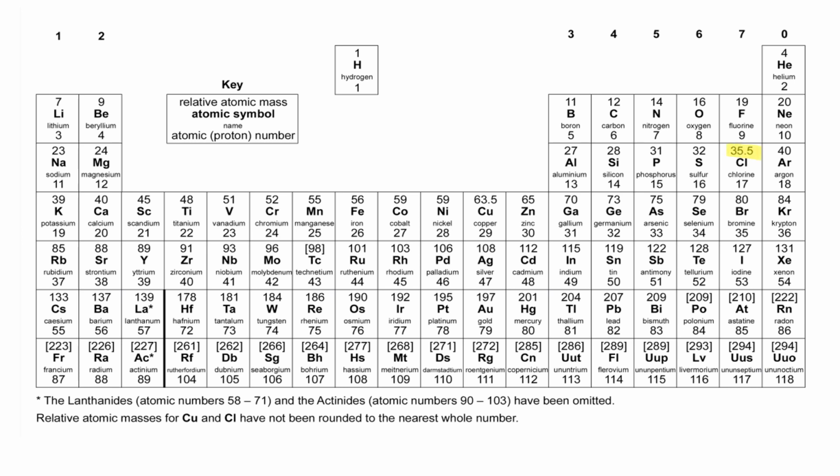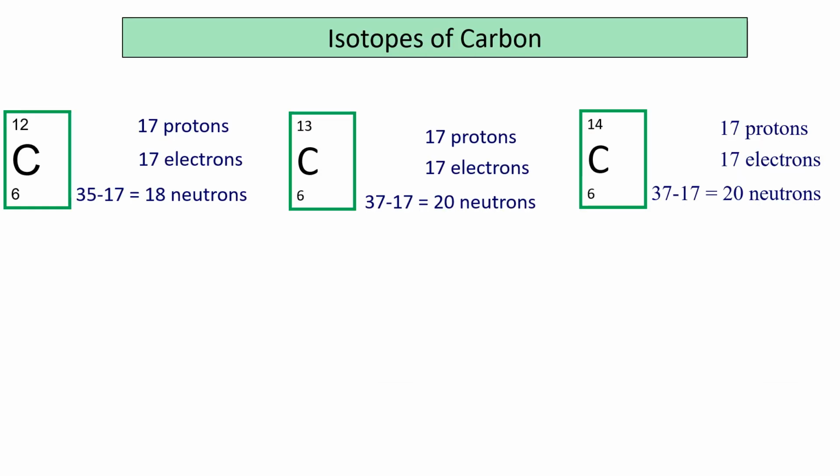So let's take another example. Let's look at carbon. Now, carbon doesn't exist as a single isotope in the universe. In fact, there are 3 isotopes of carbon. We have carbon-12, carbon-13, and carbon-14. Each is still carbon because they have 6 protons, which makes it carbon, but their numbers of neutrons are different.